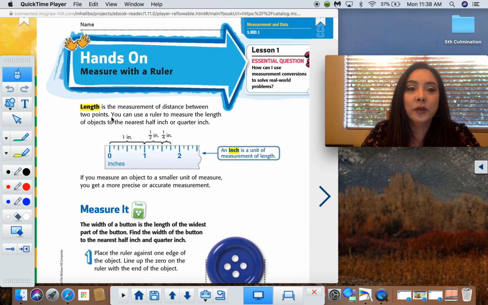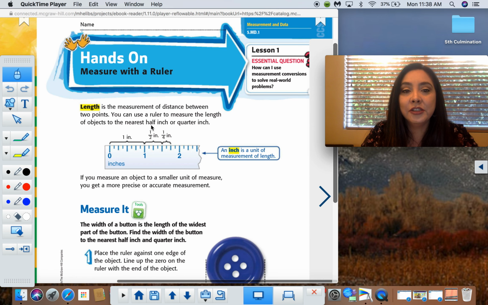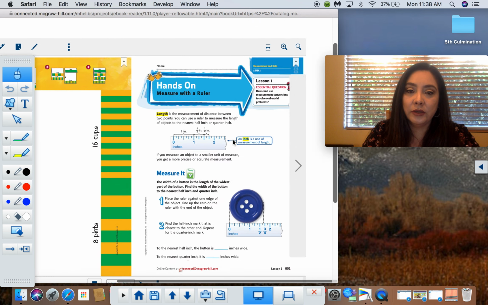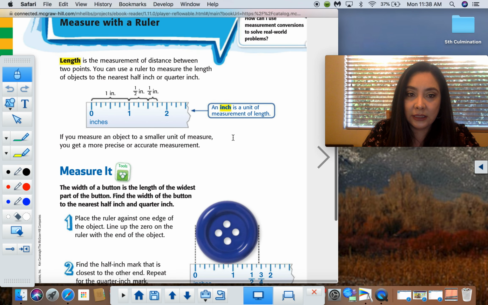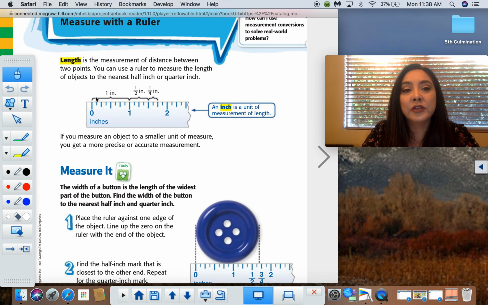So length is a measurement of distance between 2 points. You can use a ruler to measure the length of an object to the nearest half inch or quarter inch. Today, let me zoom in a little bit more. Let's look at this. We will be measuring in inches. This is how large an inch is.